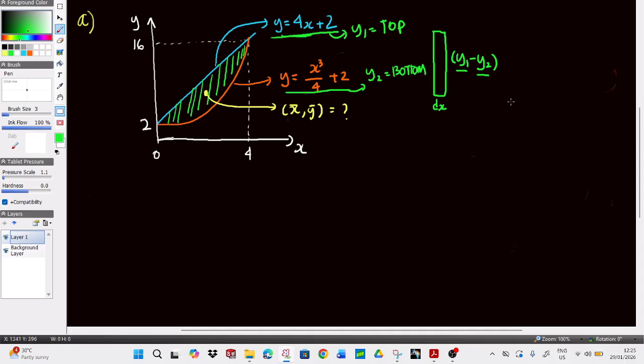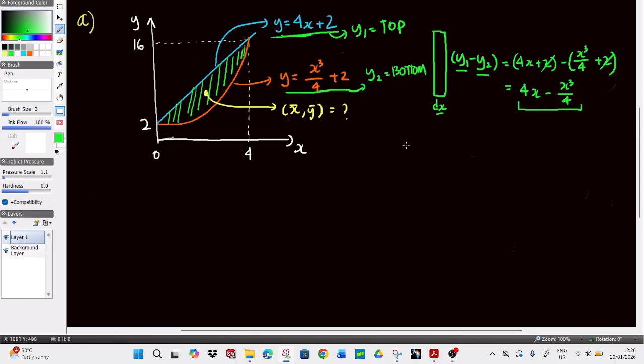So your y1 minus y2 is simply 4x plus 2, minus x cubed over 4 plus 2. When you simplify it, you end up with 4x minus x cubed over 4, since the 2 cancels out at the end of the day. So we took the vertical element, we already have our dx, and we have our height, which is 4x minus x cubed over 4.